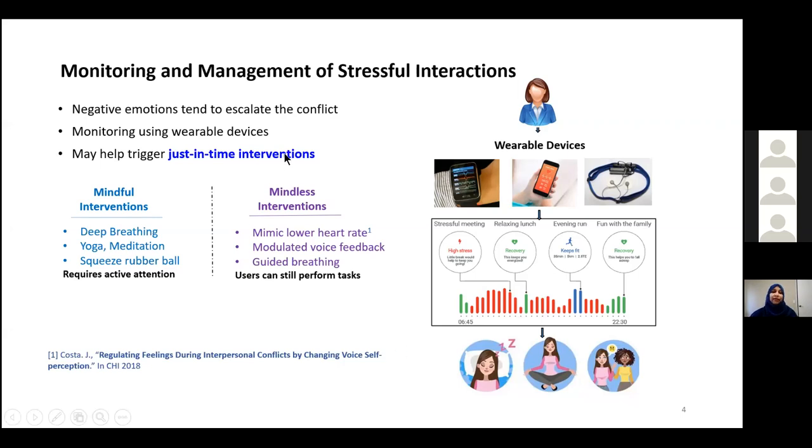Researchers have developed several intervention techniques. So what is intervention? Intervention is a way that, when a conversation or a conflict is going on, we can try to stop it or distract from it by prompting a message on our wristwatch or mobile phone, telling us that our stress level is rising and we need to stop or divert the conversation. There are several ways of intervention, such as deep breathing, but this requires active attention from the user. However, researchers have now developed several mindless interventions, like giving feedback on the smartwatch, such as a slower heartbeat, which shows that our stress level is decreasing.